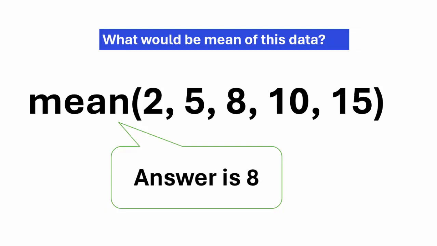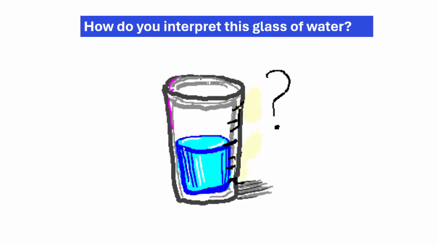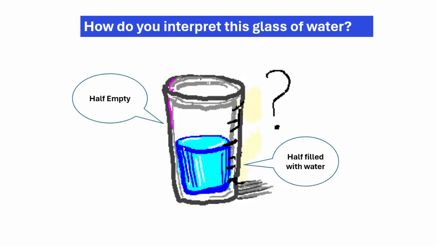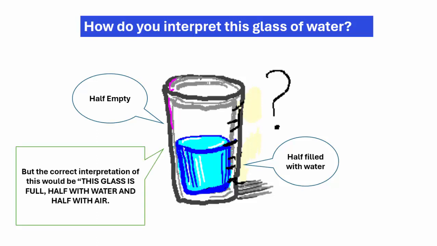Second, we see why it is an art. Suppose we have to interpret this glass of water. How do you interpret it? Some may say it is half filled with water, some may say it is half empty, but one person experienced in analysis will reply in a different manner: this glass is full, half with water and half with air. This is the correct interpretation of this glass of water.